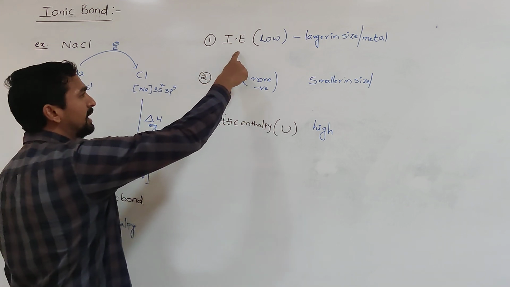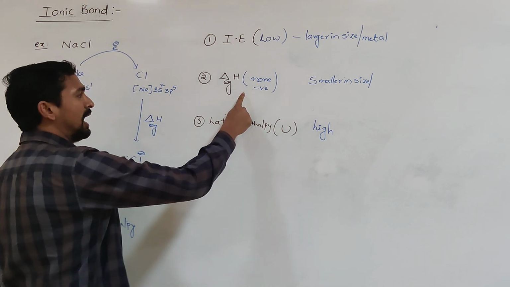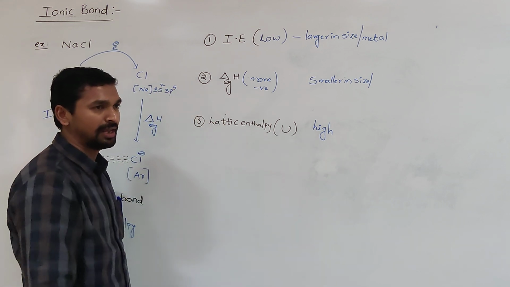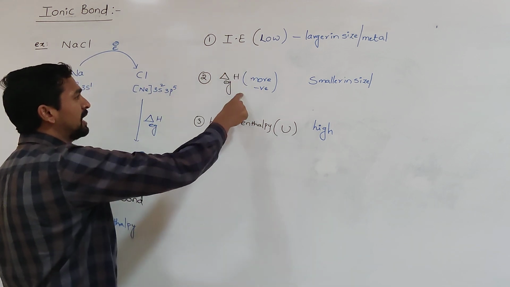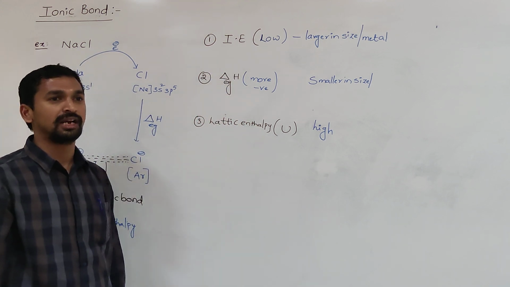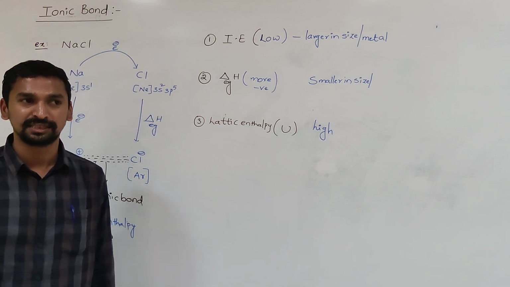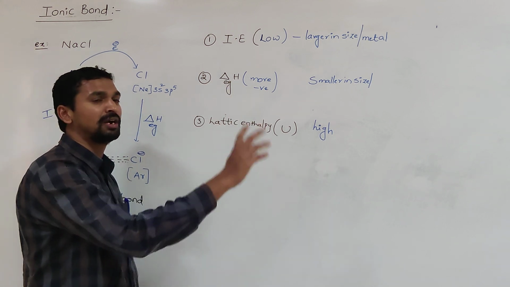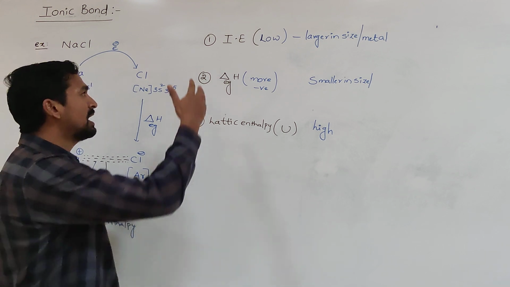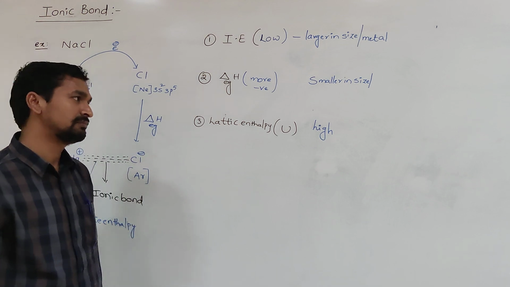So the atom which has low ionization enthalpy is ready to form the cation, and the atom which has a more negative electron gain enthalpy value is ready to form the anion. After the formation of cation and anion, they are held together by electrostatic force of attraction. During this process, if more energy is released, the ionic bond is said to be very strong and the bond formation takes place very fast. So these three factors influence the formation of an ionic bond.